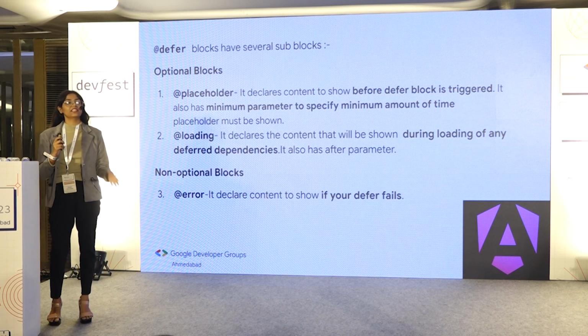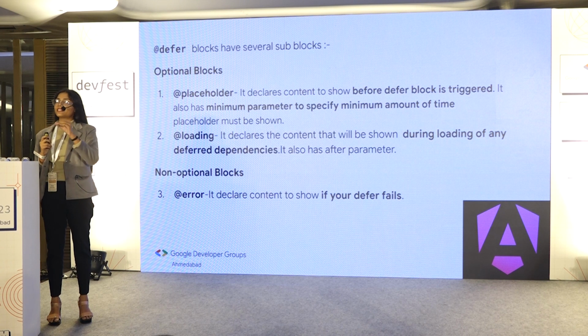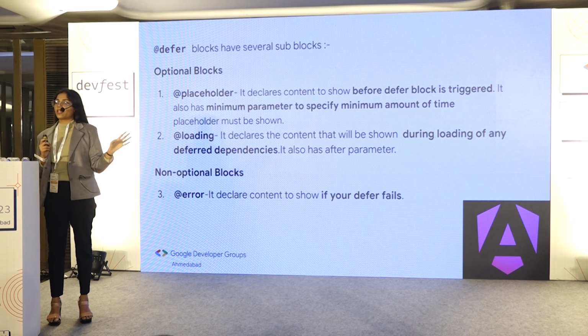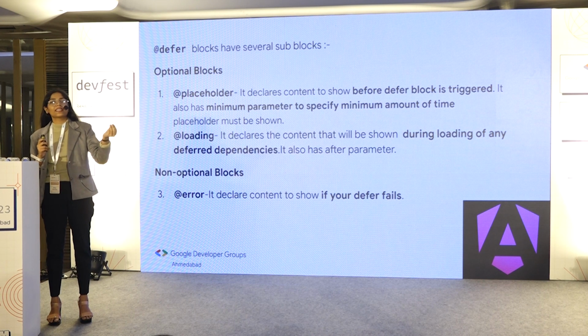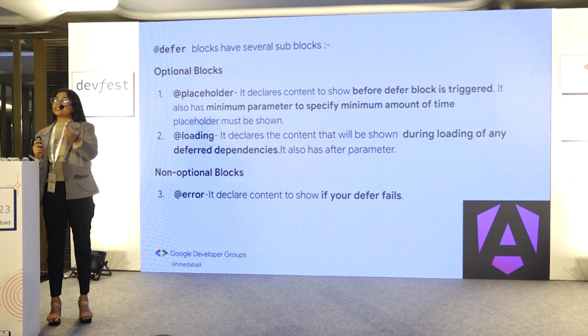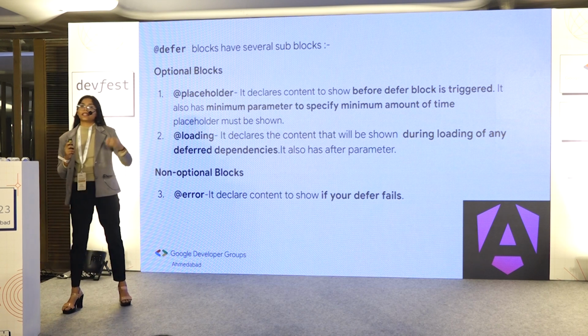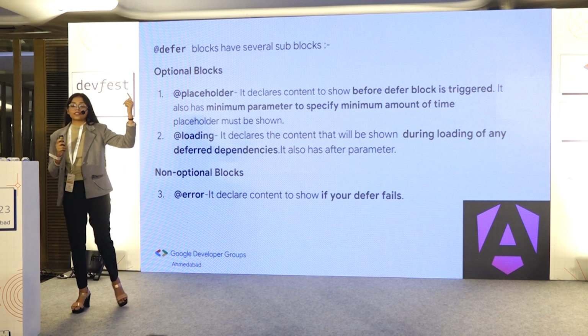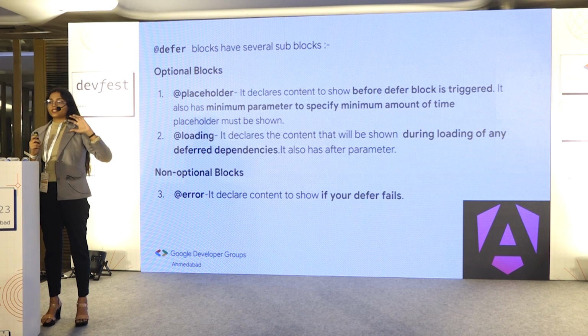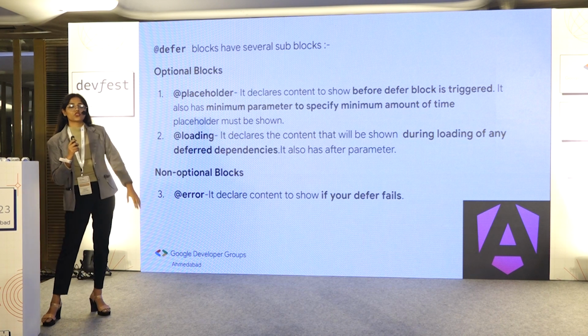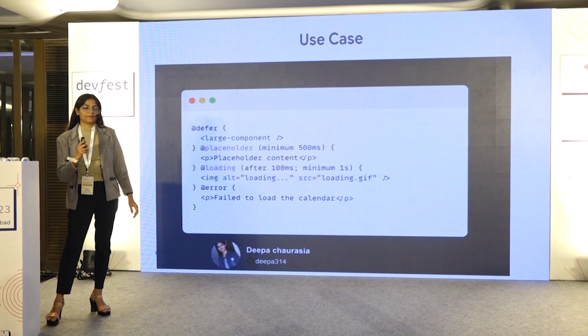Okay? And then you have the non-optional block. Let's say your defer block has failed. Okay? Now it is not working. So in that case, what are you going to show to the users? That you are going to write inside the error block. Inside that you will mention that if in case the defer block is not working, then we will show the message that it is not working correctly.